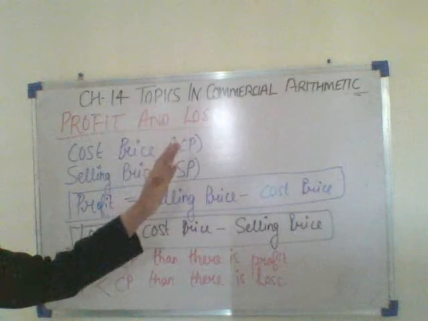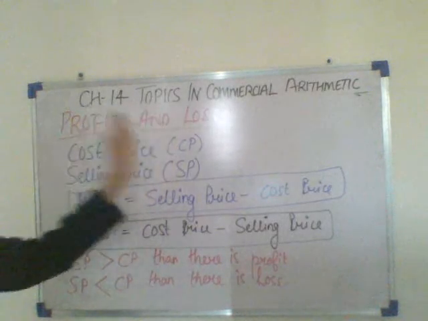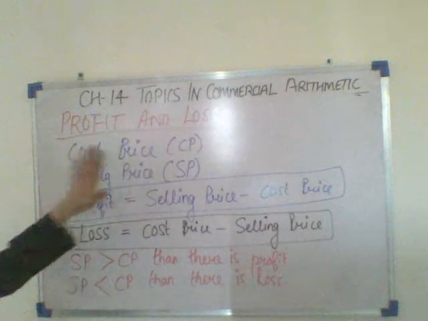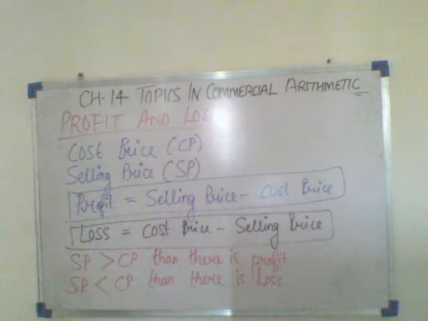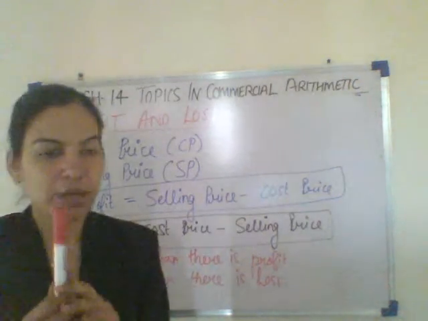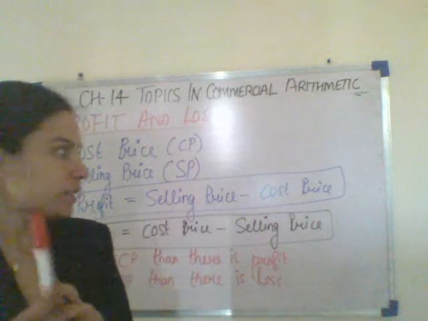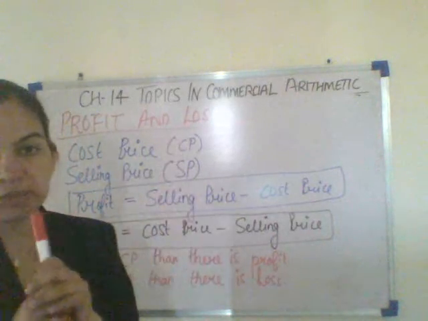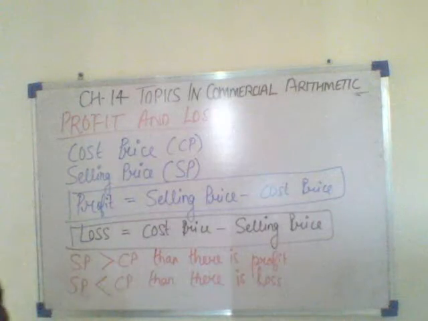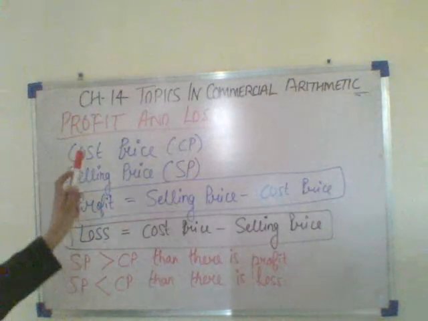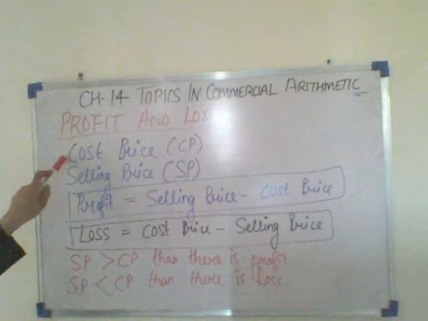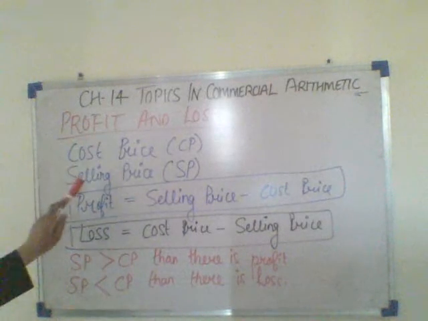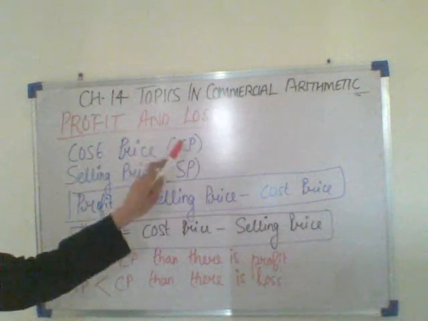Profit and loss. Before studying this profit and loss, you must know cost price and selling price. Cost price. What is the cost price? Suppose I buy this marker for ₹10. So that is the cost price of this marker. The amount of money which you pay to buy an article is the cost price. Cost price we write as CP.